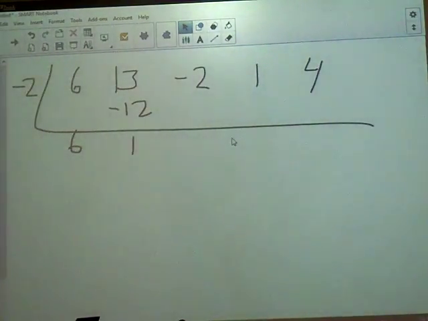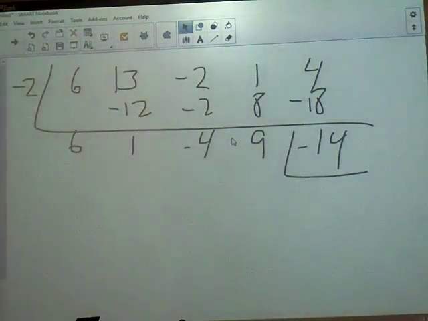Add and get 1. 1 times negative 2 is negative 2. Add and get negative 4. Negative 4 times negative 2 is 8. Add and get 9. 9 times negative 2 is negative 18. I add and get negative 14. So I did not get a 0, which makes that a no way, Jose.